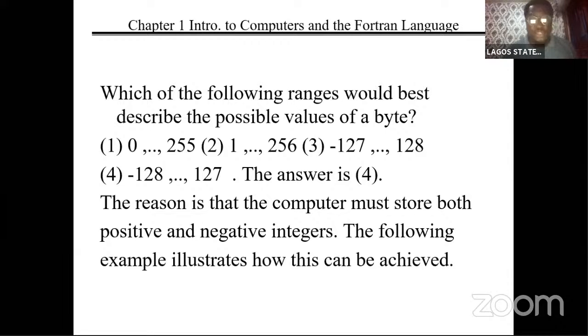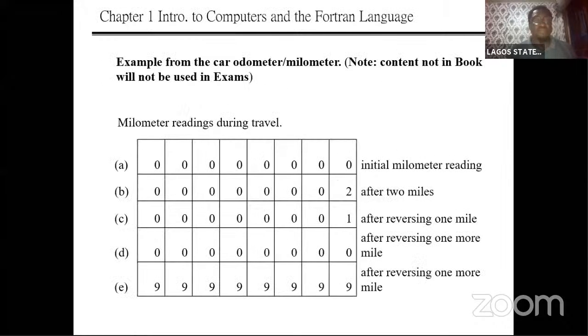So which of the following ranges will best describe the possible values of a byte? 0 to 255, 1 to 256, minus 127 to 128, minus 128 to 127. So which one is the answer that will represent the possible values of a byte? Of course, you agree with me that the answer is 4, because a computer must store both negative and positive integers. And the following example will illustrate how this can be achieved.